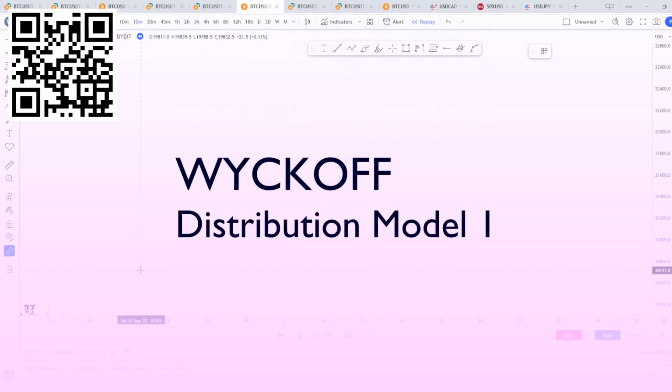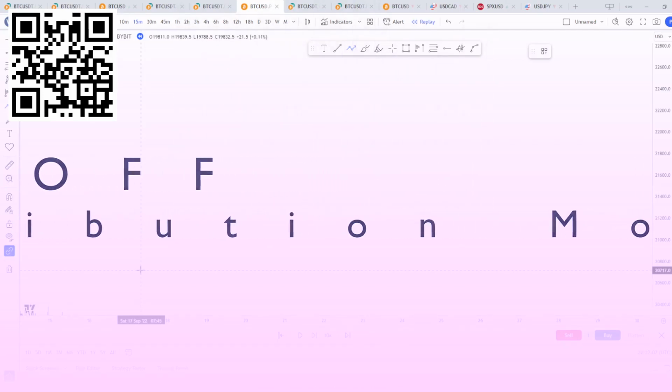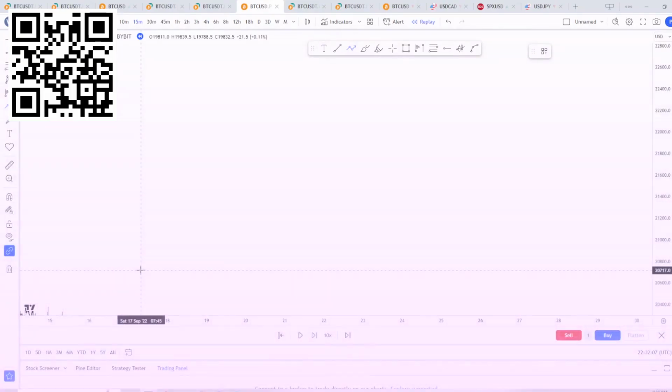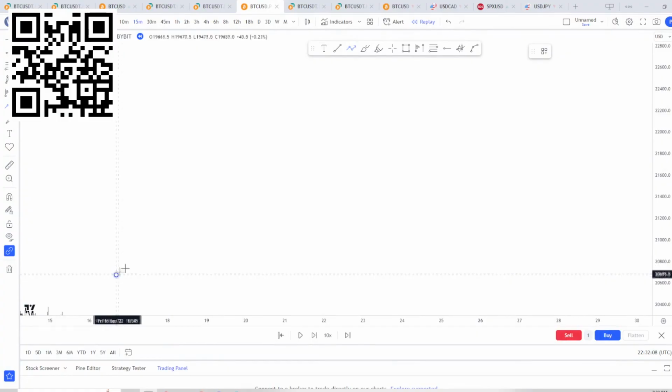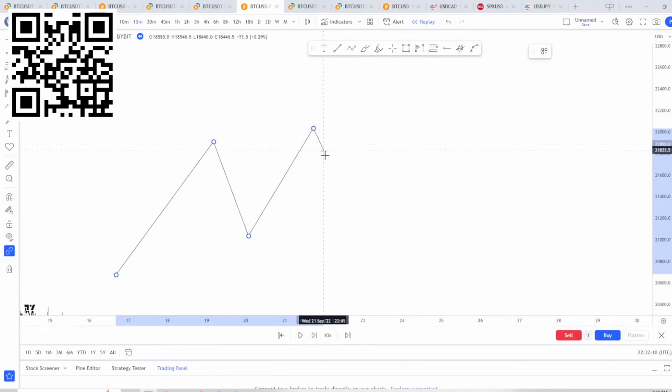All right, we're going to talk about a Model 1 distribution. So similar to the accumulation Model 1, except upside down, we're looking for this 3-drive motion where we have 3 higher highs in a row.